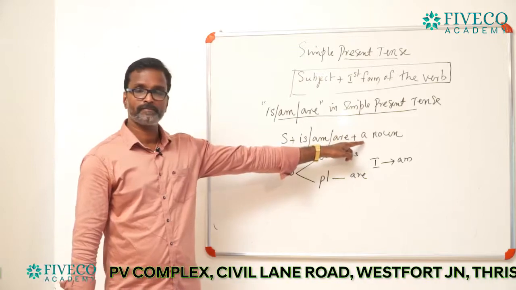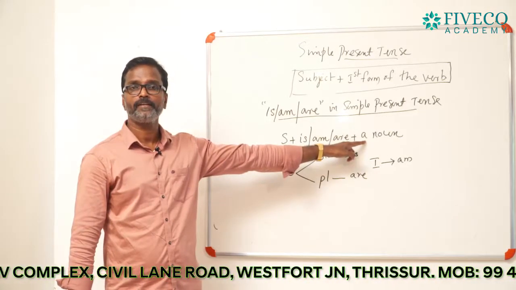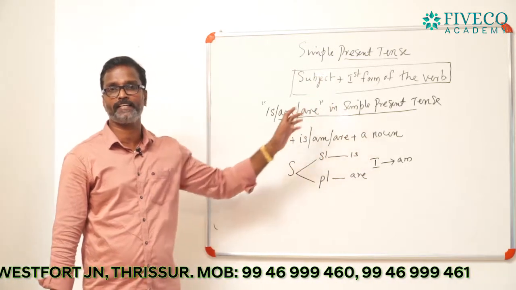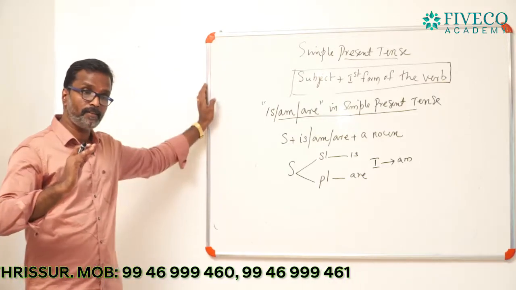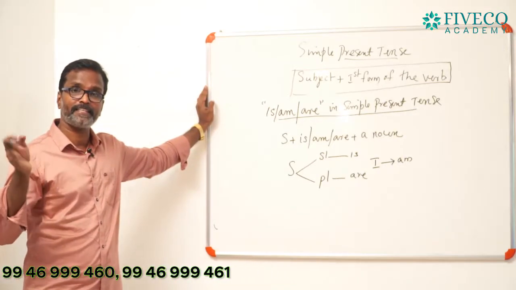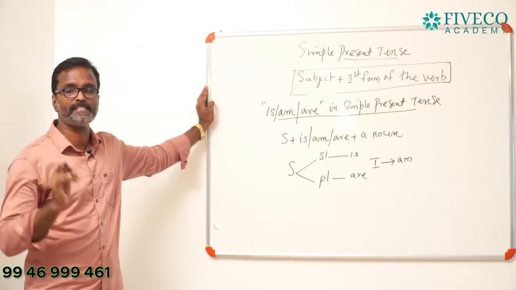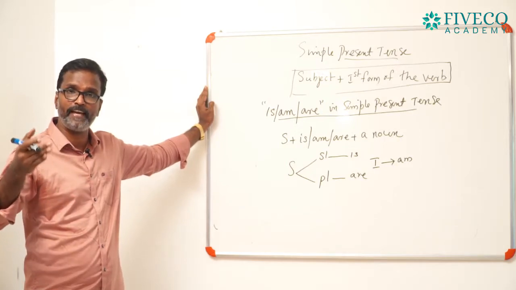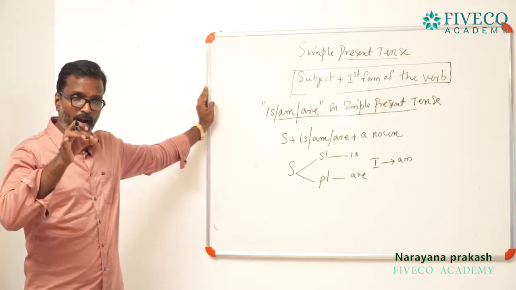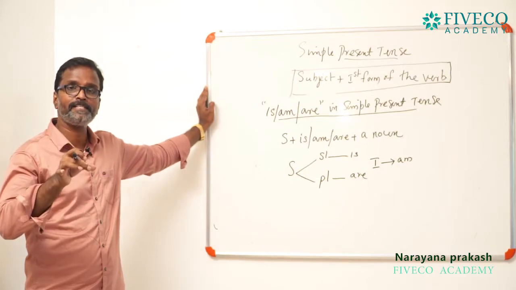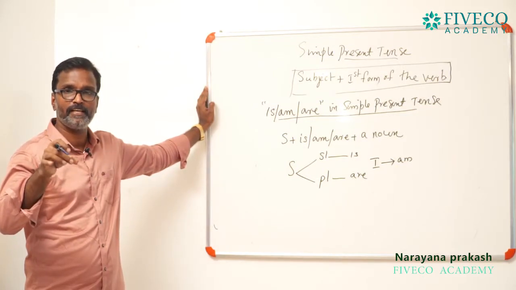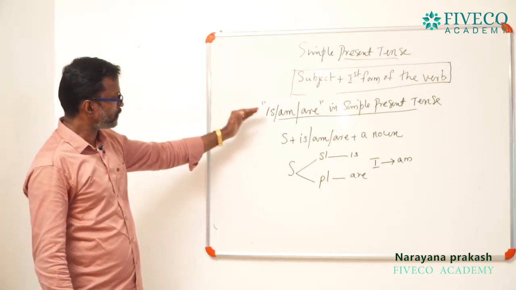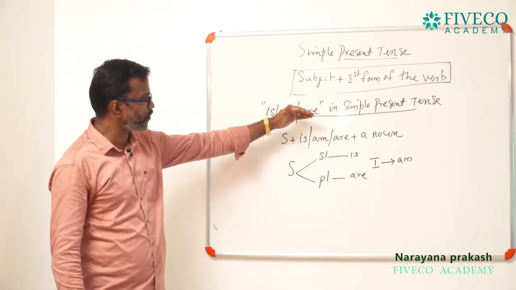And a noun, what is a noun? Noun means the name of an object, the name of a person, the name of anything else. Noun has a lot of categories, collective noun, proper noun, something like that, and I am not going to that side. Anyway, you understand what a noun is. Noun means the name of a person, the name of an object, the name of anything else. They are called nouns. So, subject plus is or am or are plus a noun.